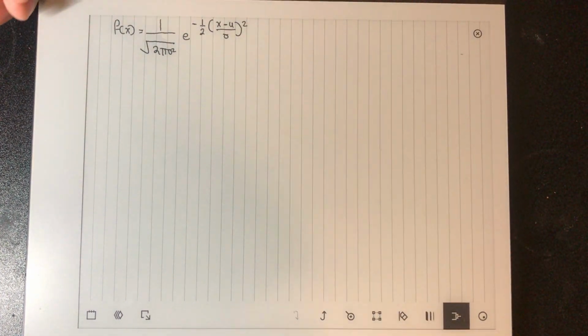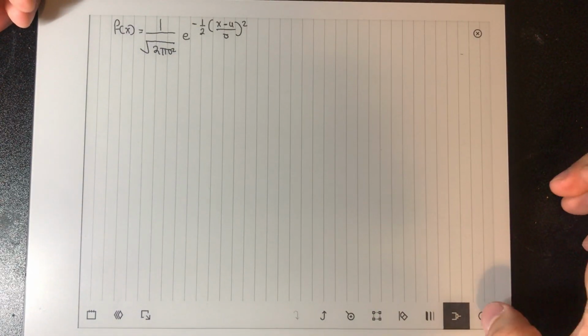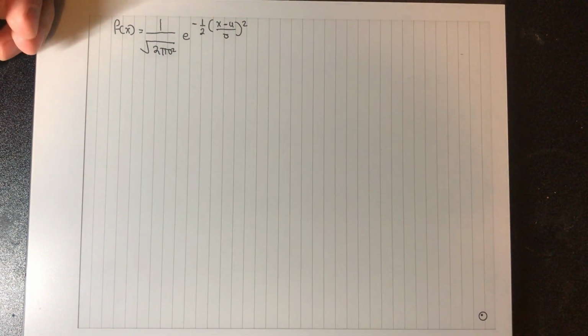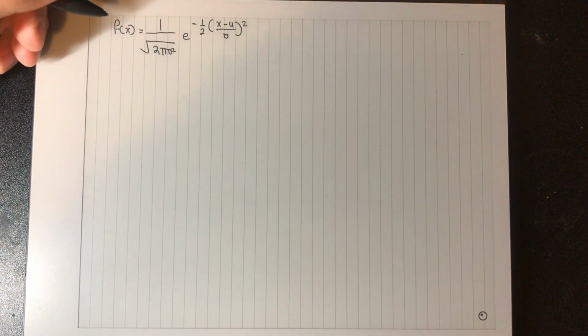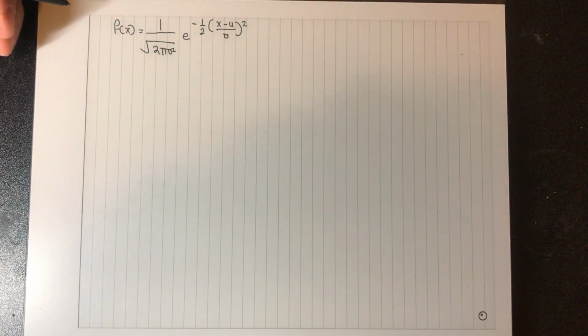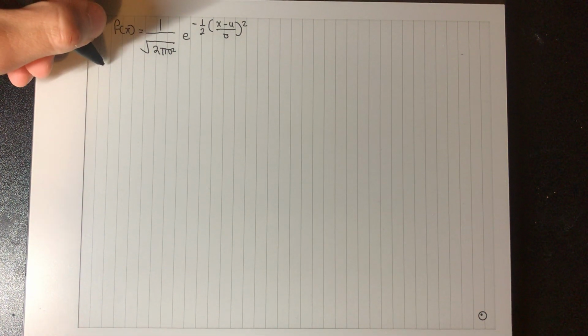The reason why I'm writing the PDF is because we require it to solve the expectation of a normal distribution. However, now we are no longer trying to compute the expectation of x, but we're trying to find the expectation of e to the power of k x, i.e. the moment generating function. So let's do that.